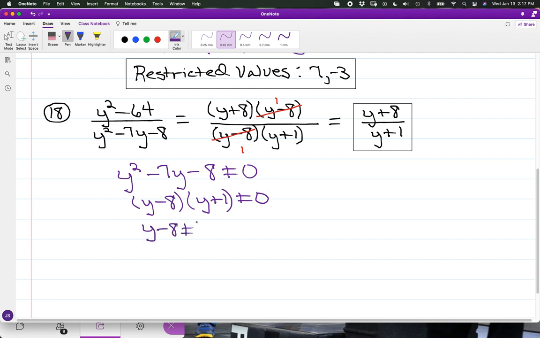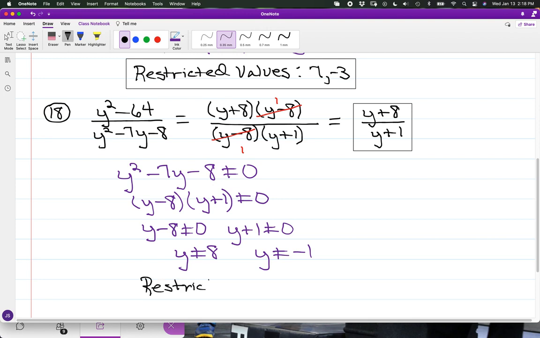So the whole expression cannot be 0, meaning that the factors cannot be either. So y minus 8 cannot be 0, so y cannot be 8, and for y plus 1 not allowed to be 0, we have that y cannot equal -1. So for the restricted values, we're going to have 8 as well as -1.